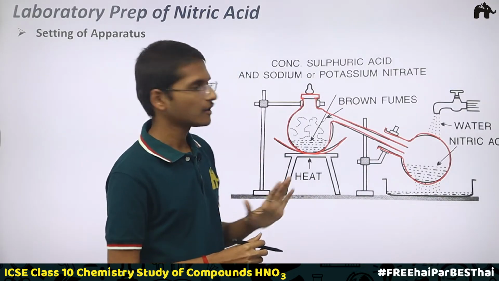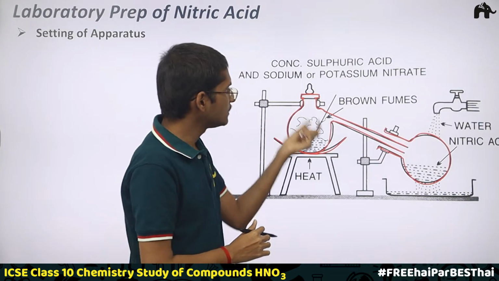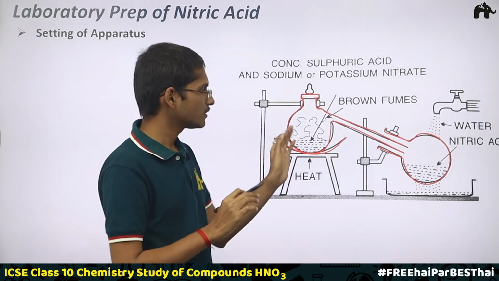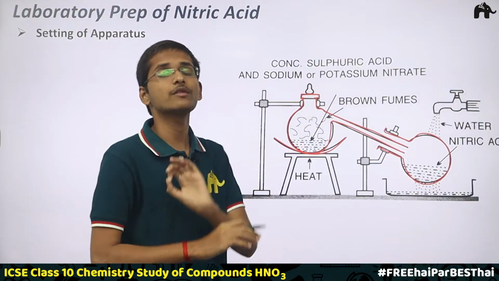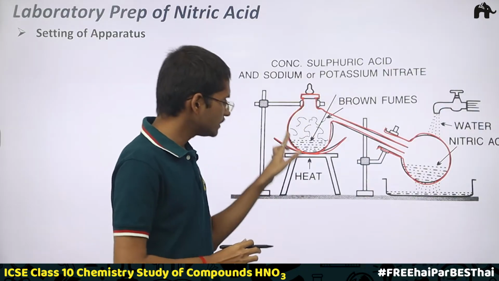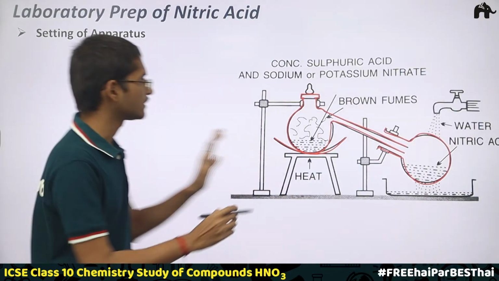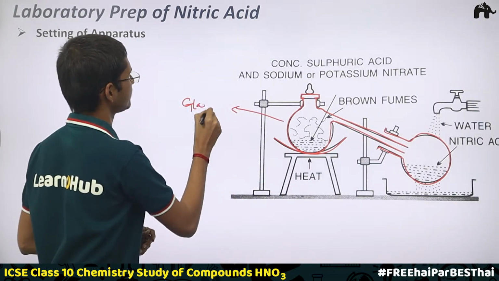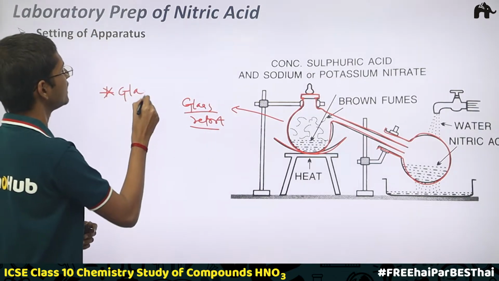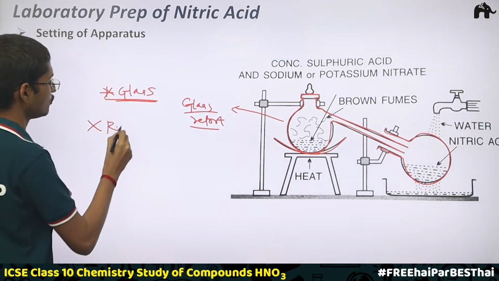But a very important thing is that for all these apparatus, including this glass retort, we are not going to use any material made of rubber or cork. We are going to use everything made of glass in the instruments to prepare nitric acid in this lab preparation. Very important, so I will write it here. This is the glass retort, and we are only going to use glass, no rubber, no cork.